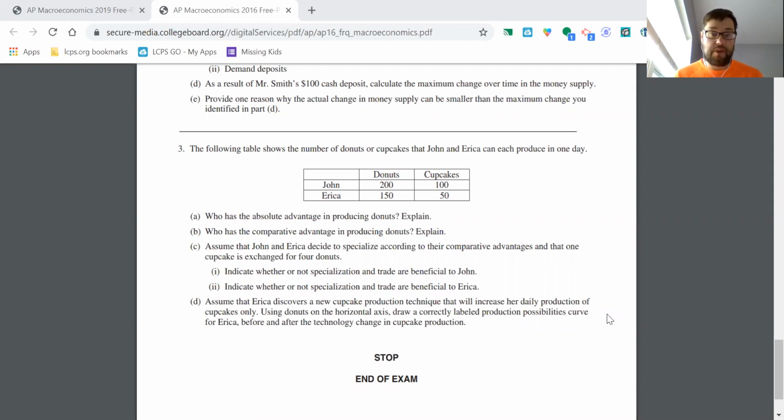There's a question about absolute advantage and then comparative advantage in parts A and B. So this should be pretty straightforward. You calculate the opportunity cost. Actually, part A, you don't have to do that, right? Absolute advantage, let's just get that one out of the way real quick.